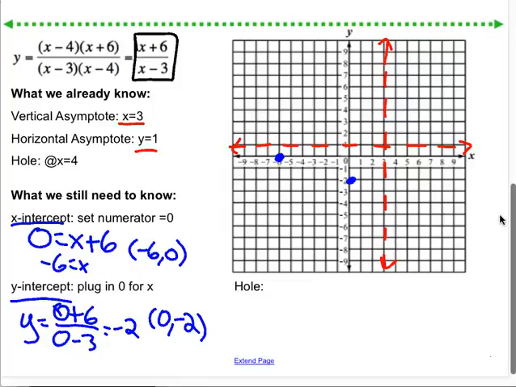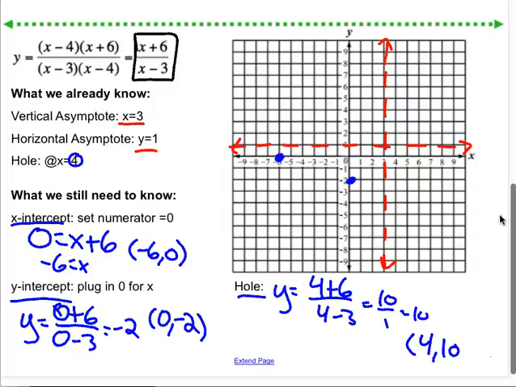And what about that hole? So the hole is sitting at x equals 4. All right? Now I've already removed that from the equation. So if I put that 4 into my simplified equation, that is going to tell me where the hole is. The hole is sitting at 4, negative 10. So wherever the hole is, I want you to put a circle.